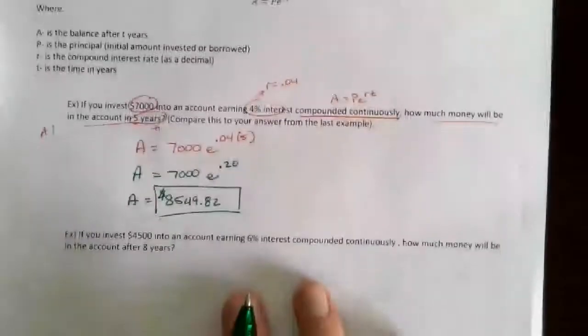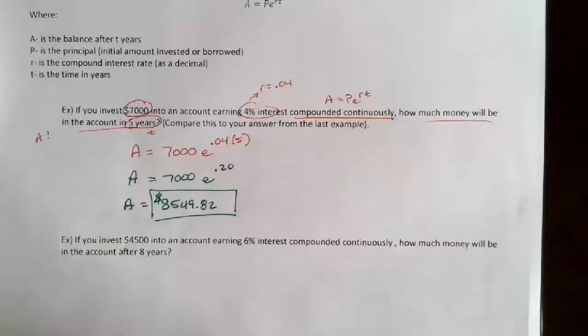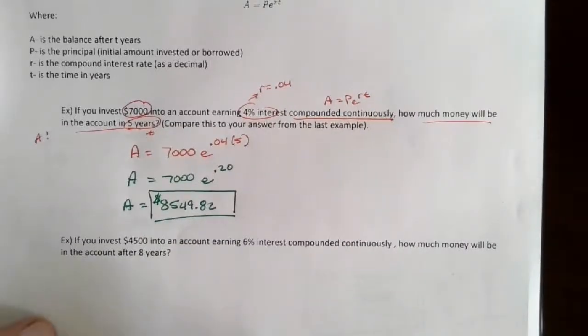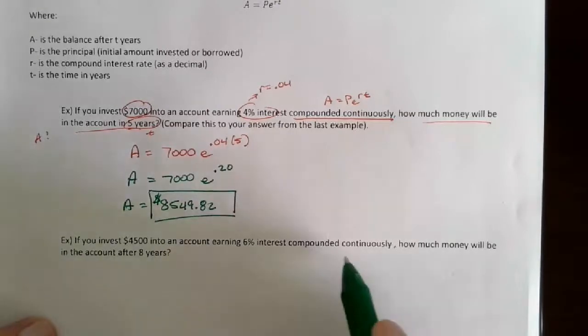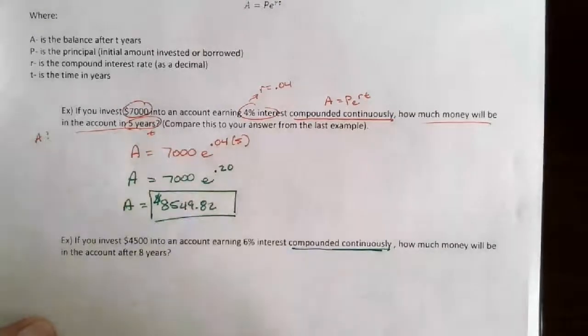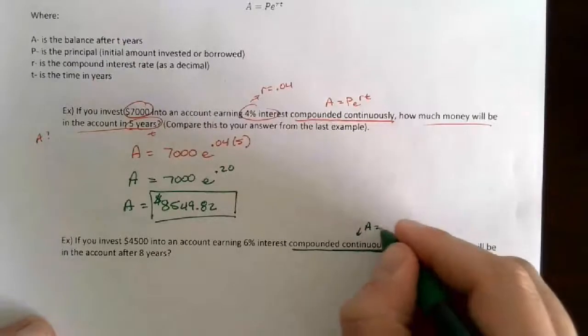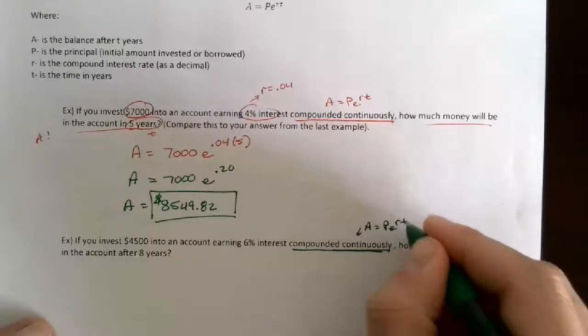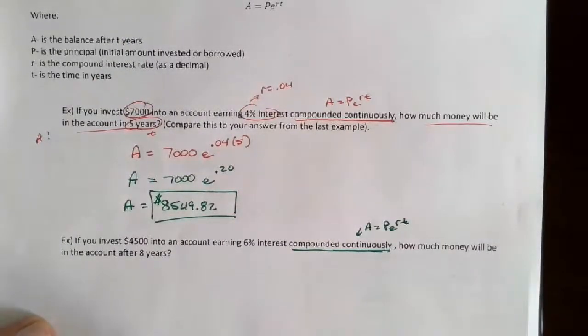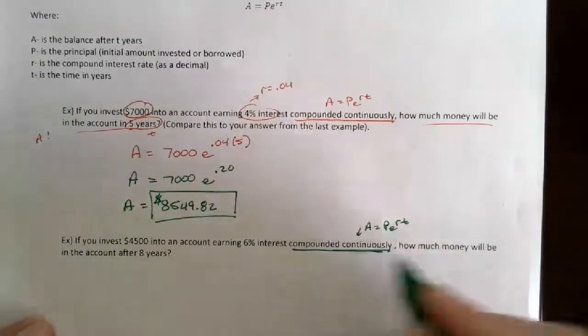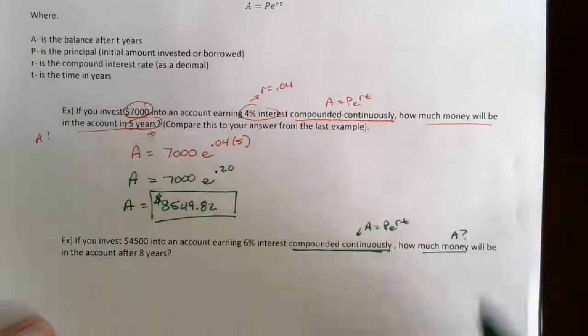Let's take a look at one more. It says, if you invested $4,500 into an account earning 6% interest compounded continuously, that's important, how much money will be in the account after 8 years? So if I say compounded continuously, that's telling us to use our formula, A equals P e to the rt. And how much money will be in the account after 8 years means I'm looking for A.